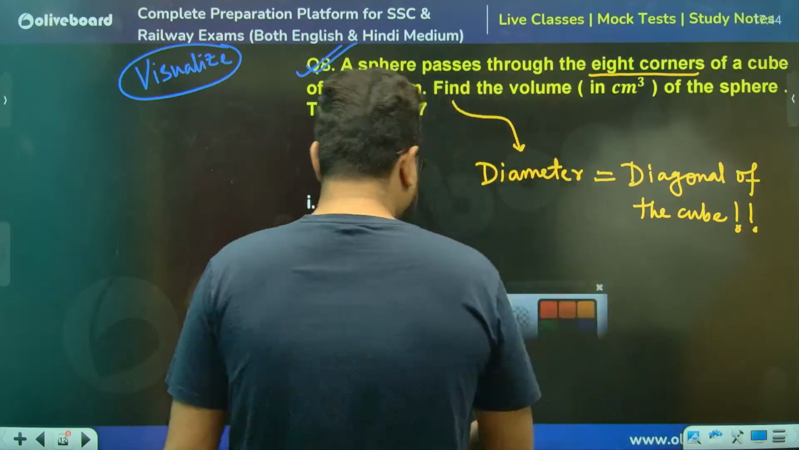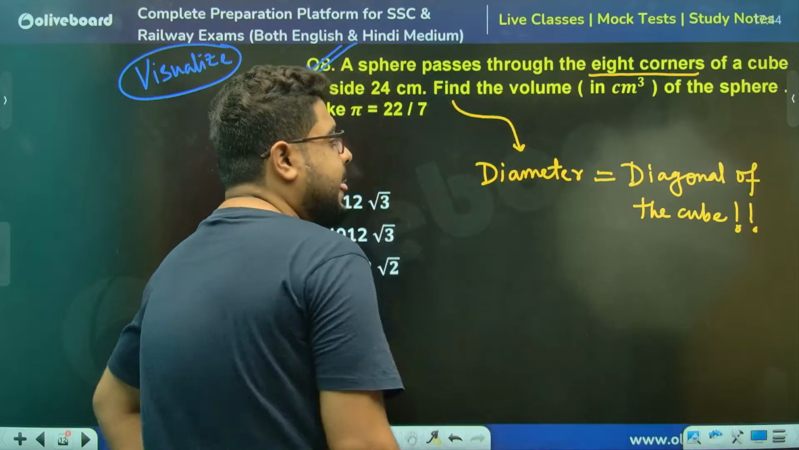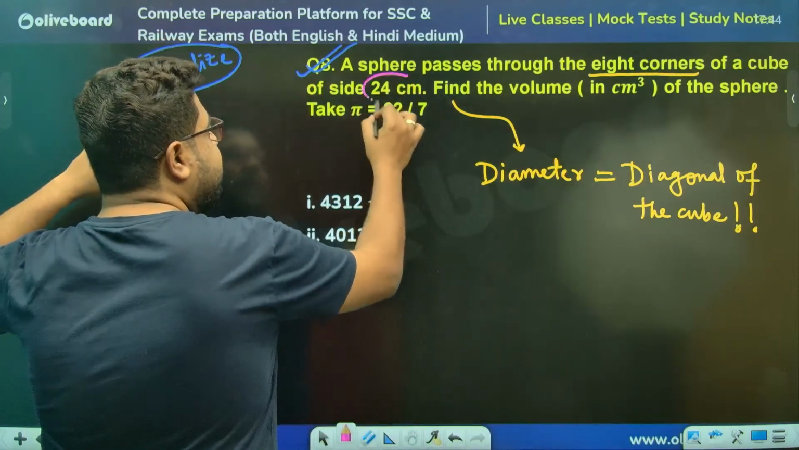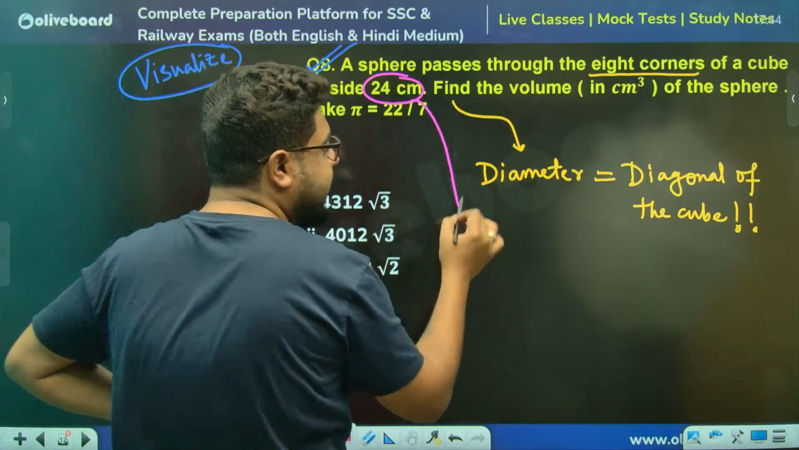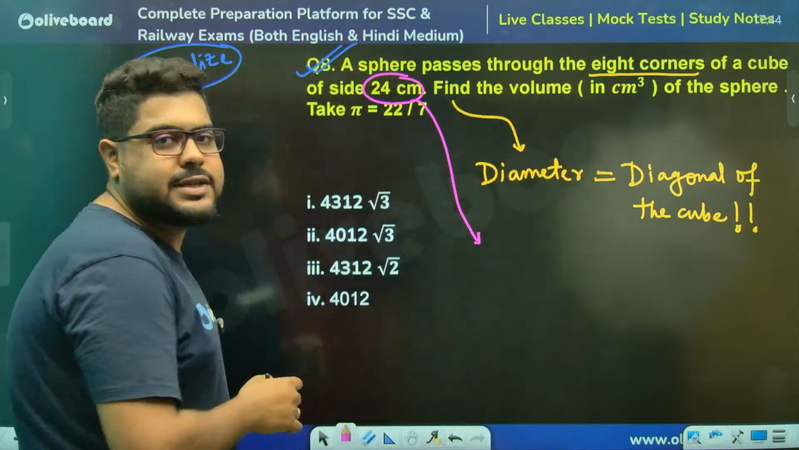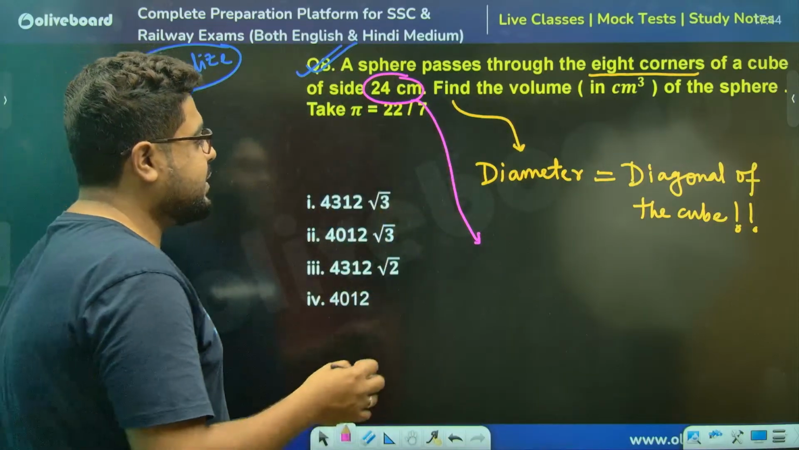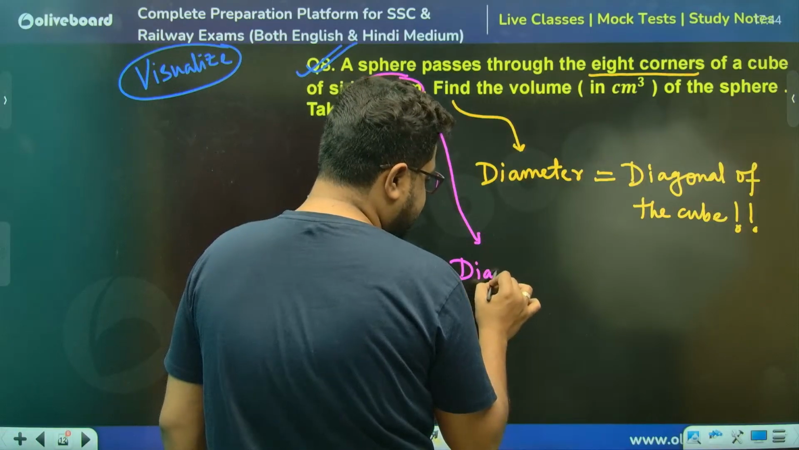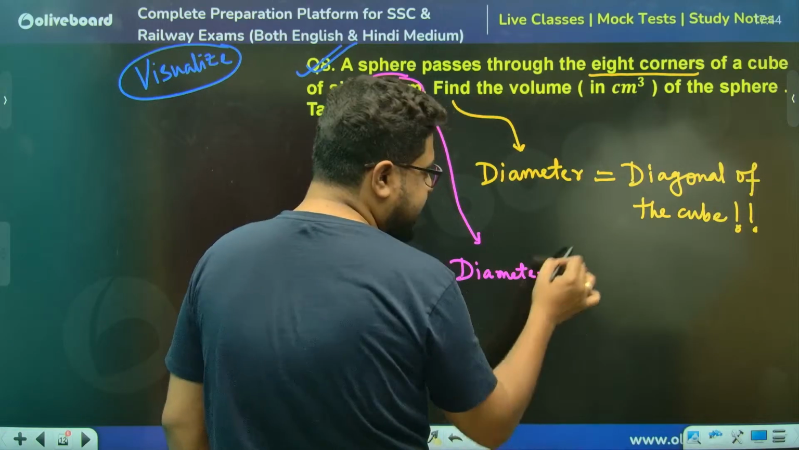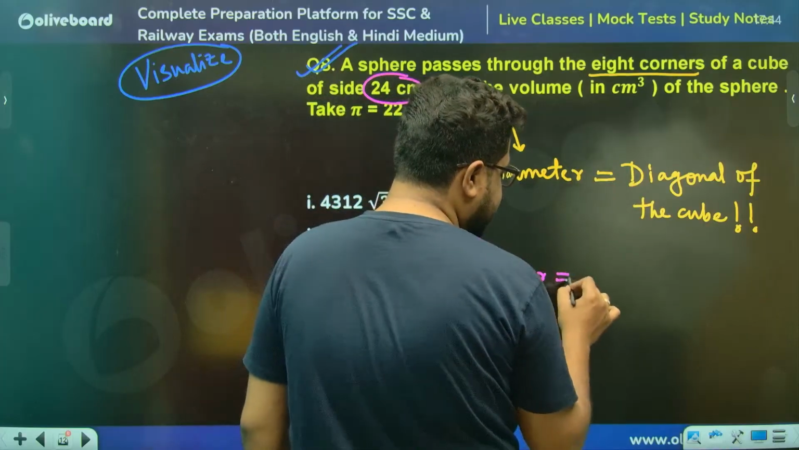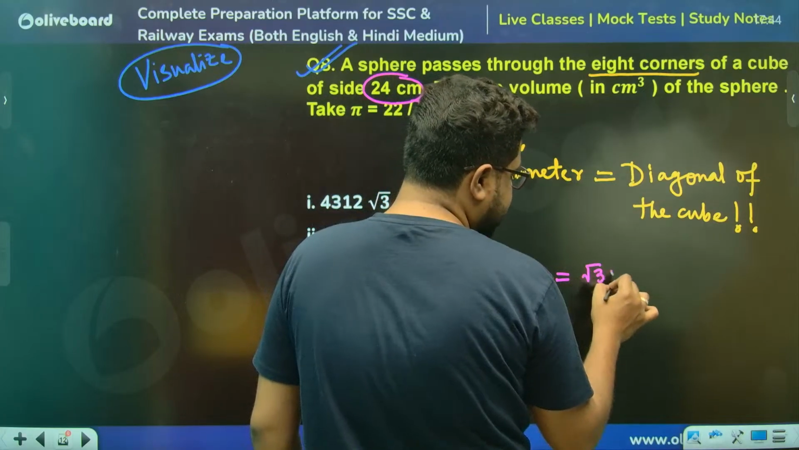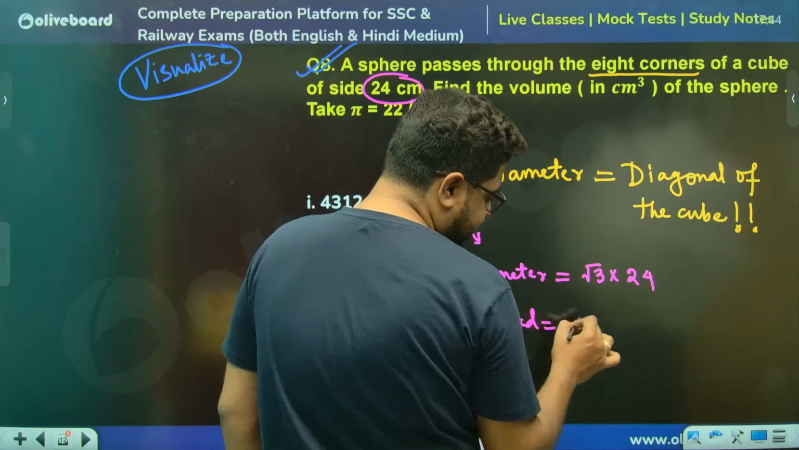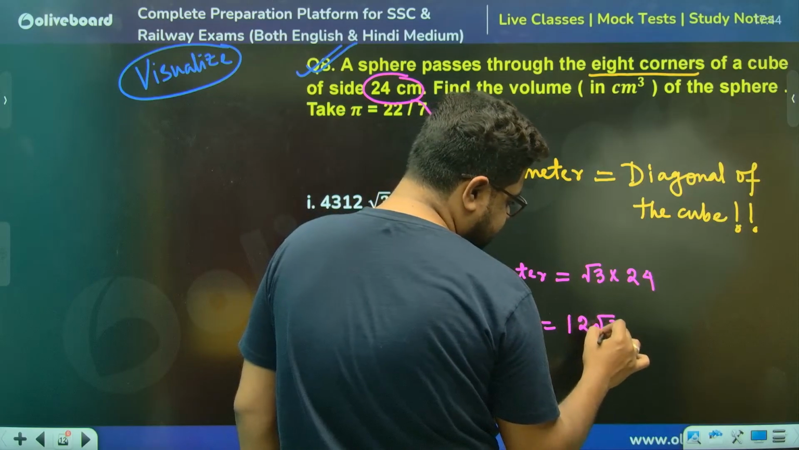Right? Now, if that is the situation, sir, so 24 centimeter is the side. What will be the diagonal? Diagonal is root 3 into a. So diagonal will be, or diameter will be, because directly diagonal will be equal to diameter, root 3 times 24. So radius will be, sir, half. So it is 12 root 3, sir.